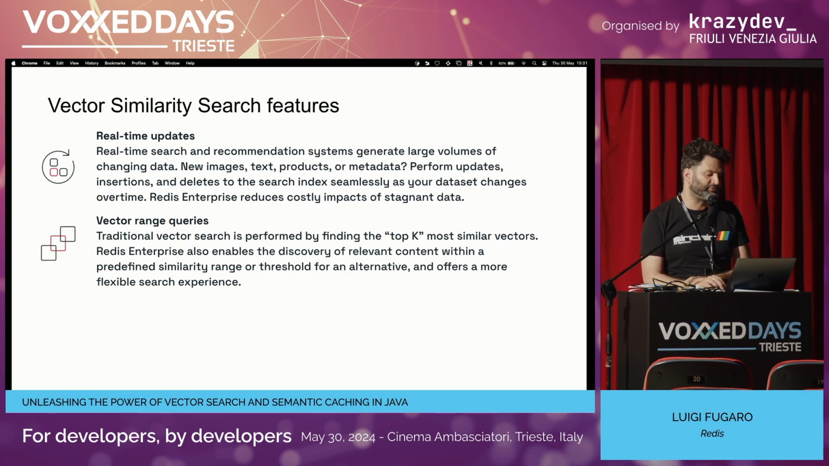And then vector range queries. That means when you do the query, I don't want to have vectors returning from a query that are, I don't know, like 20% of score. I want them to be at least at 80, 90% of similarity. I don't care about the rest. So this is how you can apply vector range queries.